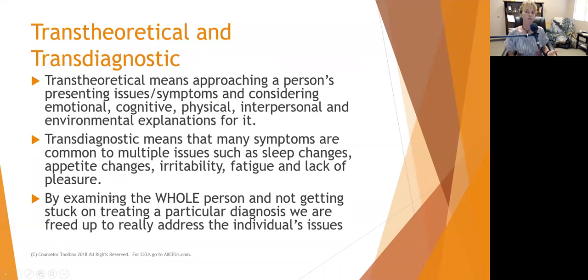So, transtheoretical and transdiagnostic. Transtheoretical means approaching a person's presenting issues or symptoms and considering all of the potential causes: emotional, cognitive, physical, interpersonal, and environmental. There are a lot of different reasons people can feel fatigued. There are a lot of different reasons people can feel apathetic or anhedonic, if you want to use a clinical term.